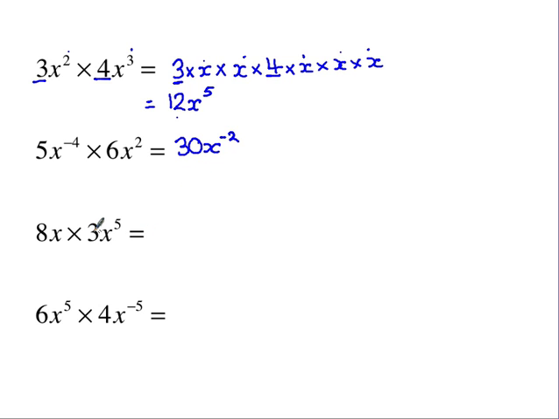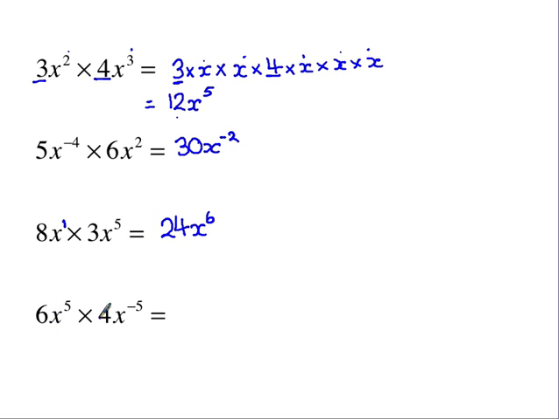At the bottom, again, we've got this situation where we've got x with no power, so I'm just going to put a little 1 on there to remind myself. 8 times by 3 is going to give me 24. And then x to the power of 1 times by x to the power of 5 will give me x to the power of 6.